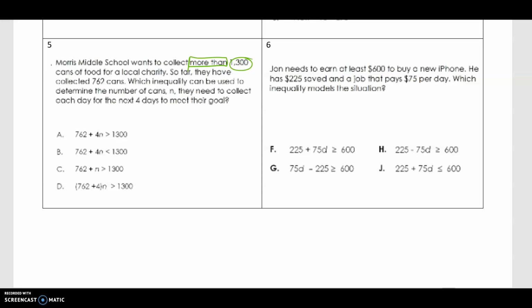And they have already collected 762 cans. That's how many are already there. And then we want to know how many they need to collect each day for the next 4 days. So 4 days, and each day they're collecting a number of cans, we don't know how many, to add to the 762 they already have in their collection. And they are working towards having more than 1,300 cans.